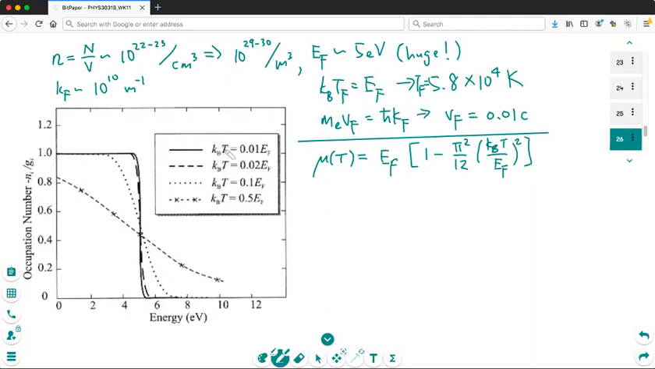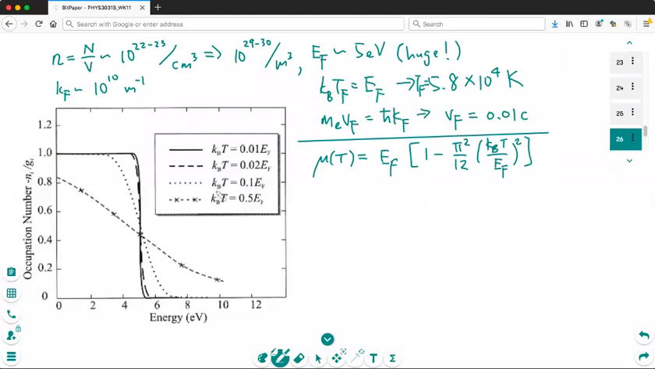Now, if you plot this by fixing the temperature, and the temperature is measured in terms of the Fermi energy, let's say the Fermi energy is 5 eV. If you are interested in a temperature which is very low compared with the Fermi energy, let's say 1% of that, you get this solid line here. Then you basically get a step function. Really, you can try to plot it yourself. If you don't have enough resolution, you won't even see the difference.